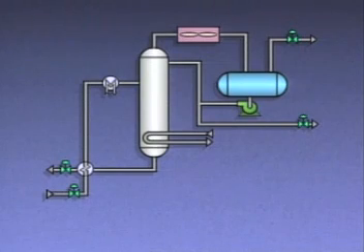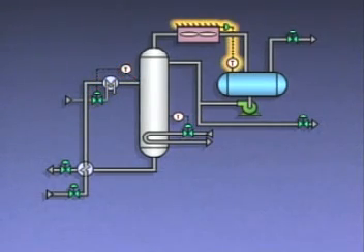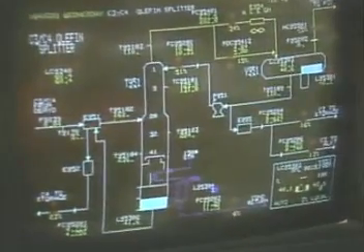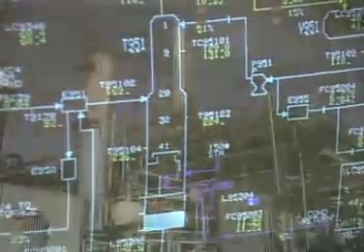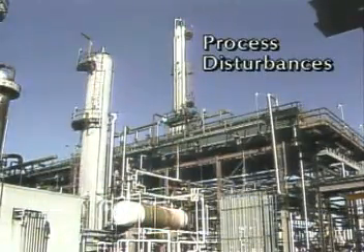In our example, the primary energy flows are controlled by a reboiler temperature control loop, a feed preheater temperature control loop, and a condenser temperature control loop. During steady-state operation, changes in the flows of material and energy are minimal and are handled by the control system. However, major changes, called process disturbances, can affect the material balance and the energy balance.